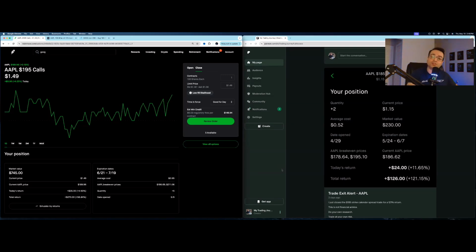In today's video, I'm going to show you guys how to do a calendar spread on Robinhood. Calendar spreads, in my opinion, are one of the best strategies for option trading, and I use them all the time. Like this position right here that I just closed out 3 days ago for 121% return, and another position that I'm in right now over here which is up 55% so far.